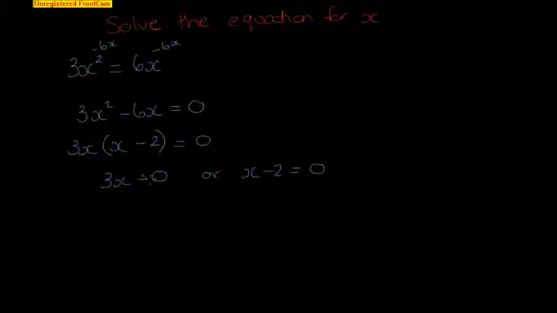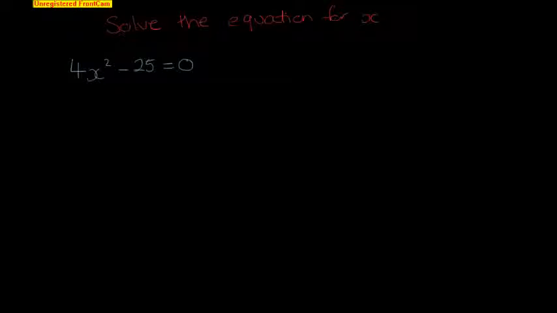Now we're going to rearrange these equations to find x. To do this, we divide this term by 3. Dividing 0 by anything still just equals 0, so x equals 0, or rearranging this one, we're just going to add 2 to both sides, x is equal to 2. So that's our first example solved for x. Let's do another example.